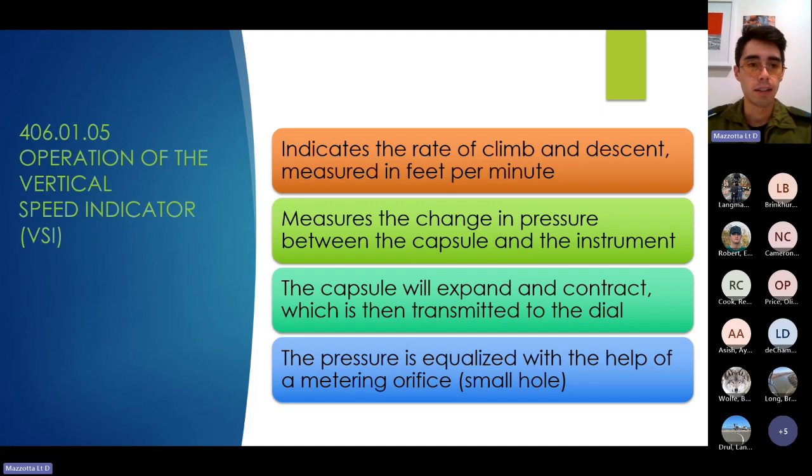So the operations of a VSI. Basically what it does is it indicates a rate of climb or descent measured in feet per minute. The way it works, with the aneroid capsule expanding and contracting, causing the dial to move, is it's measuring the change in pressure between the capsule and the instrument. So the pressure will usually equalize with the help of a small hole somewhere in the system when it's given a read.